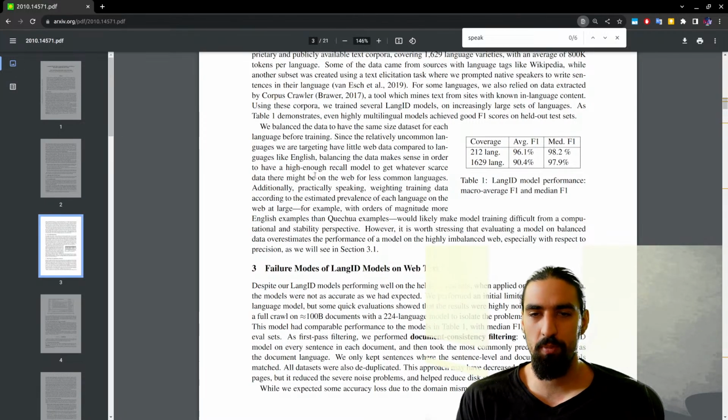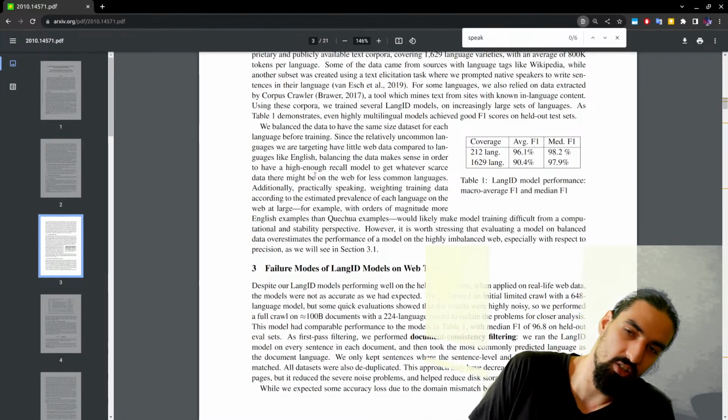Additionally, practically speaking, weighting training data according to the estimated prevalence of each language on the web at large, for example, with orders of magnitude more English examples than Quechua examples, would likely make model training difficult from a computational and stability perspective. However, it is worth stressing that evaluating a model on balanced data overestimates the performance of a model on the highly imbalanced web, especially with respect to precision, as we will see in section 3.1.